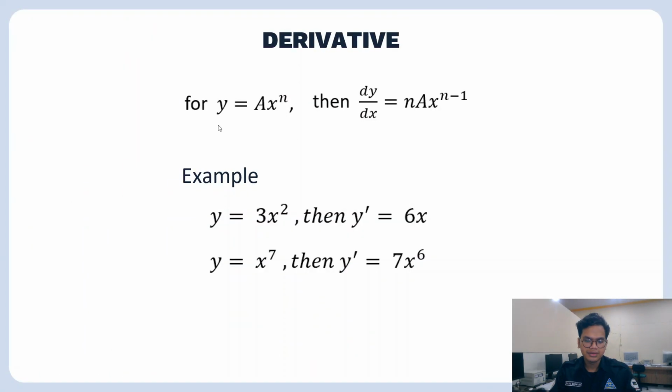Let's start from here. Here is a common formula for derivative. If we assume that y is a function of x, y equals x to the power of n, so the derivative of y is n times x to the power of n minus 1. Here is an example of these equations. 3 times x to the power of 2, the derivative is 6 times x. While x to the power of 7, the derivative is 7 times x to the power of 6.